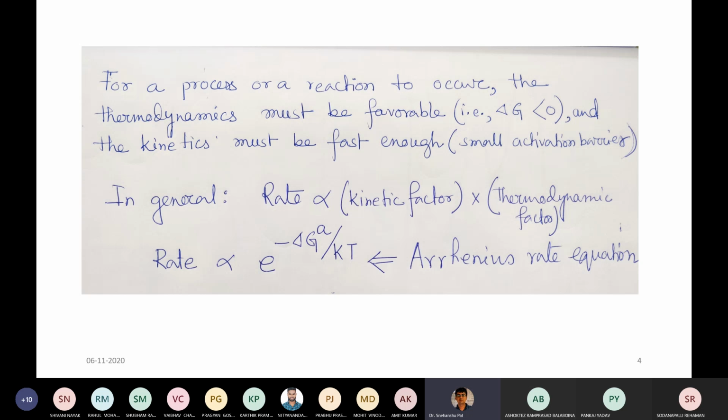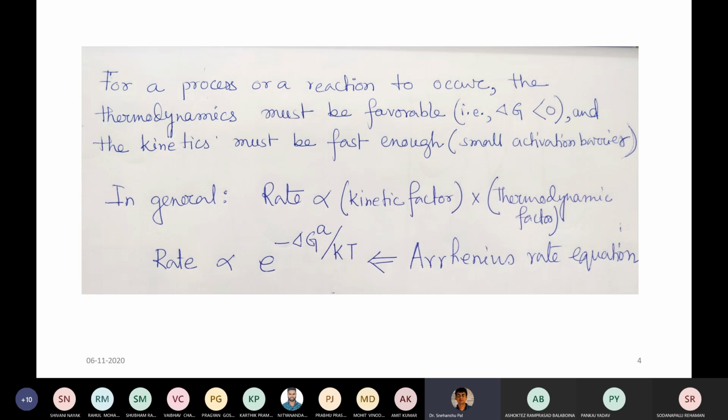And how are you going to get that? Suppose you have now understood that the rate varies with two factors. One is the kinetic factor, one is the thermodynamic factor. The kinetic factor refers to activation energy, while the thermodynamic factor refers to del G, the driving force. Again, please pay attention. I am repeating the statement that the kinetic factor refers to activation energy, while the thermodynamic factor refers to del G, that is the driving force.